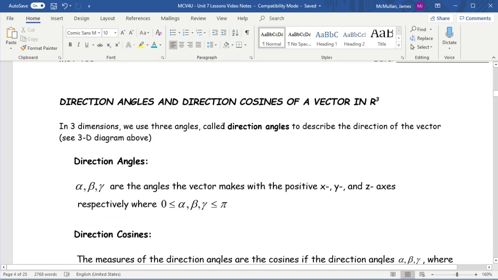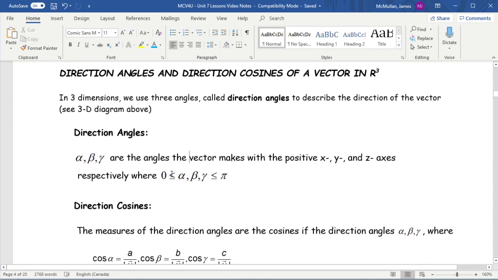Okay, direction angles. Describing something with angles in 3D is not very wise, but there is a way to do it, and there'll be at least one question where you're asked a little bit about how to do this. There are three things called direction angles, and basically we're going to describe a vector as having three angles at a time. What angle does it make with the x-axis? What angle does it make with the y-axis? What angle does it make with the z-axis?